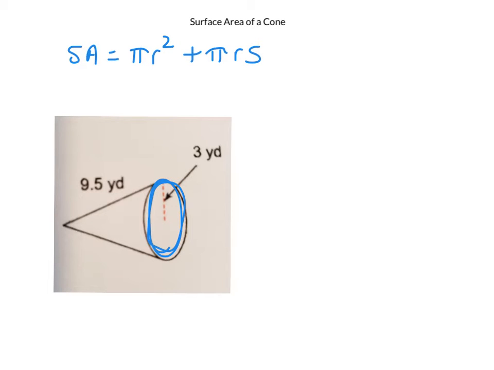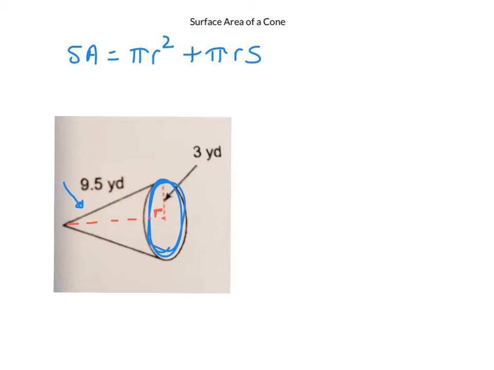What does the S stand for? The S stands for the slant height. This cone here isn't actually standing up, but it's a slant height. It's the slanted measurement of the cone part. That differentiates from the height that's perpendicular to the base, which would usually be called H. We don't need that for the surface area of a cone, I just wanted to clarify that.